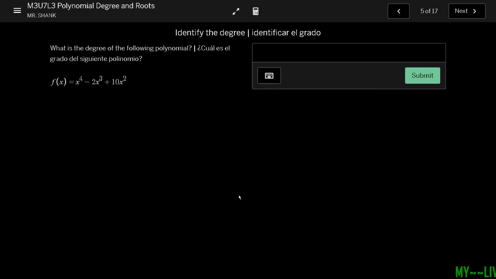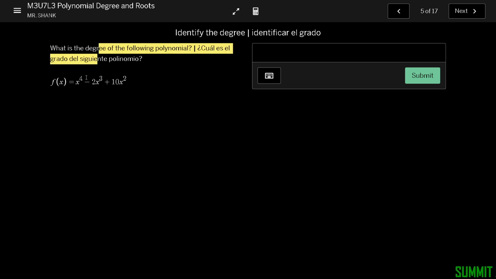All right. So let's try these out. It says, what's the degree of the following polynomial? I have it in standard form because I don't see any sets of parentheses. So I'm looking at the highest exponent. Well, that's usually in the front. So I'm going to say, please click away. Okay.